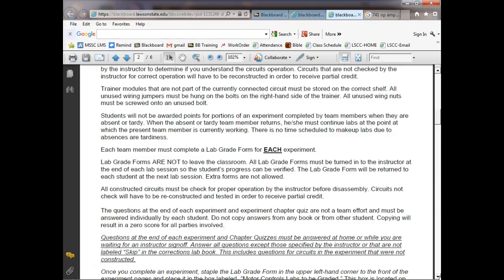So it means if you don't give me a chance to check it, then I'm going to let y'all by. But from now on, if you tear a circuit down and I don't check it, if you want partial credit for the circuit, not full credit, you're going to have to do what? You're going to have to rebuild it and let me check it. Right? You understand that? There it is. I got to check if it operates correctly.